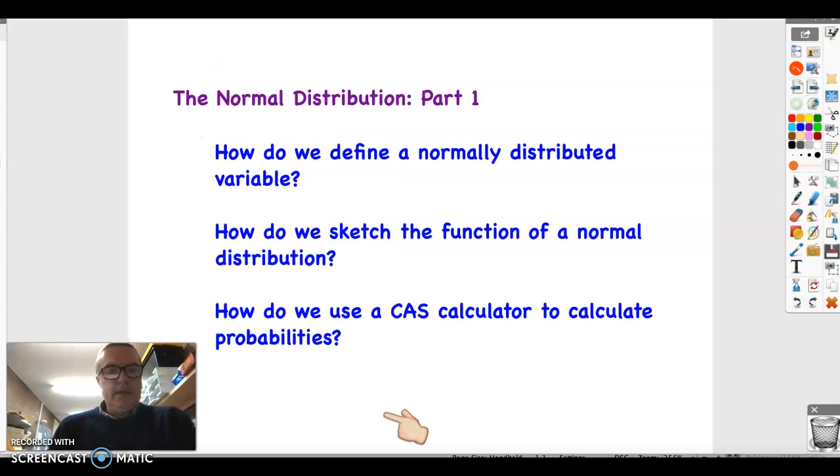So that concludes the first part for this topic. We've talked about how we define a normally distributed variable. We've seen how we use the mean and the standard deviation to create a sketch of a particular distribution. And then once again, always make a sketch when you're thinking about or answering a question to do with a normal variable. And in this lesson, we've used our normal CDF function on the CAS calculator to calculate some probabilities.